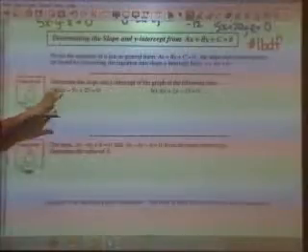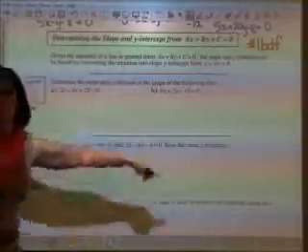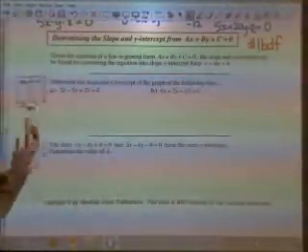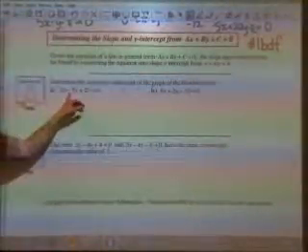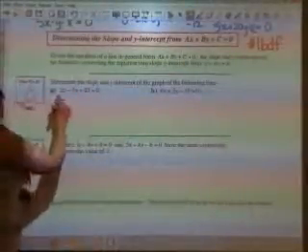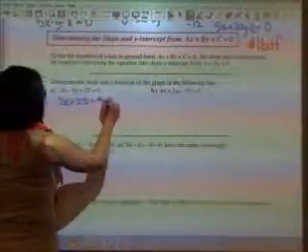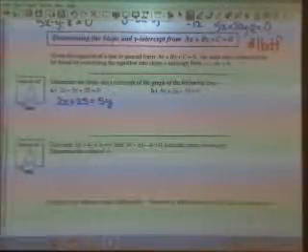I want to isolate for y. I want to get y by itself, so I've got this negative 5y. And if we remember what we were doing above, if I move something across the equal sign, the sign changes. So if it's negative on this side, it will be positive on the other side. That's what I want. I want my y to be positive.